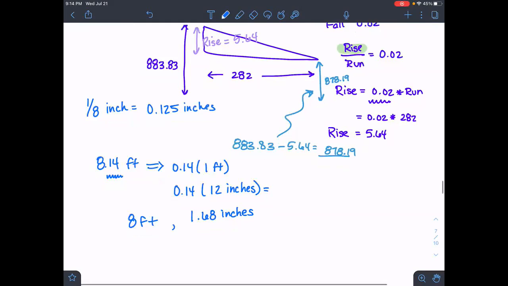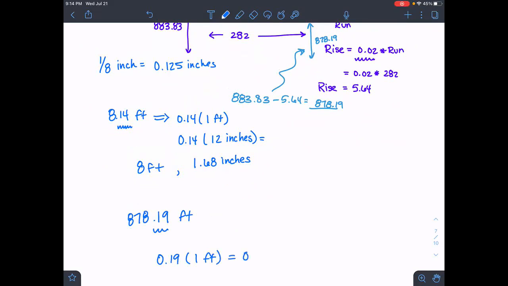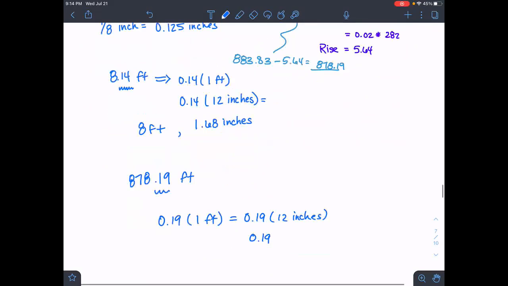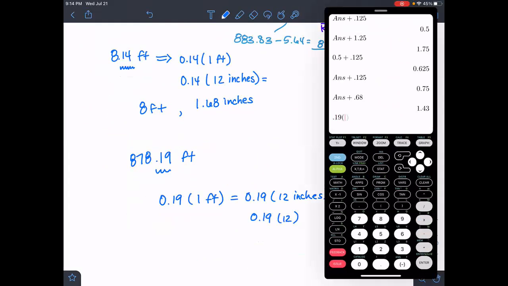Okay, so that was one of your answers converted, and then converting the other one should be very similar. 8.78.19 feet. This last piece right here means that this is 19% of 1 foot, which is 19% of 12 inches. So this is 2.28 inches.